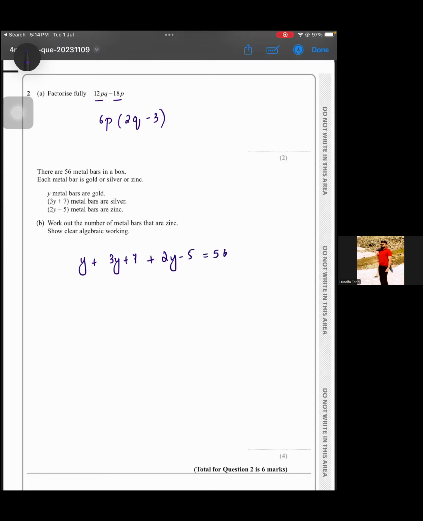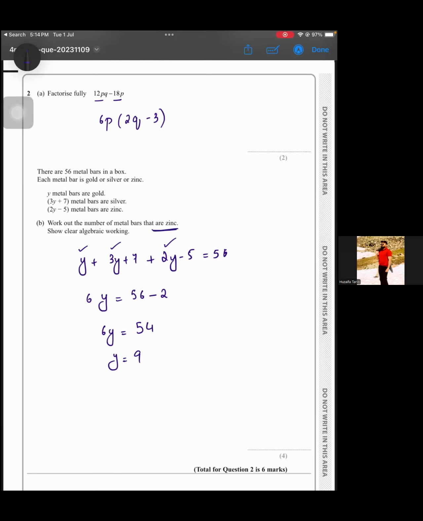56, correct? So when we solve it, first of all we have to add the variables. So it will be 3y, 2y, and y, which will give you 6y, correct? And then bring the 7 and minus 5 to the other side, so we get 56 minus 2. So 6y is equal to 54. 54 divided by 6 is 9. Exactly. So y equals 9, and they ask you about zinc.